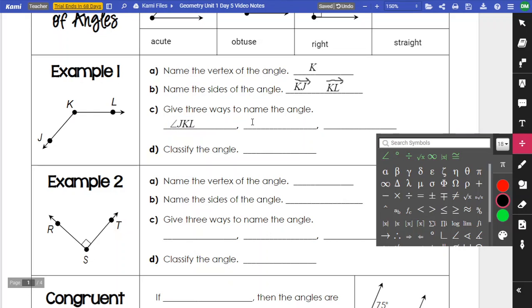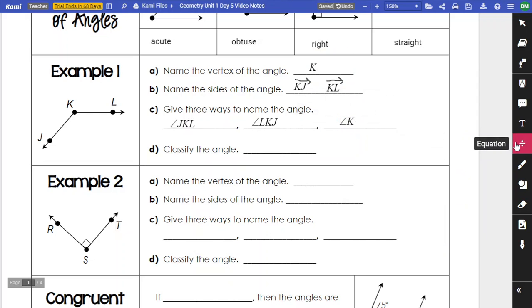A second way we could name this is just the opposite. We could say that this is angle LKJ. K is still in the middle. Now the next one, because there's no other angles here, we could also just call this angle K. Since there's only one angle at that K vertex, we are allowed to use a single letter here.